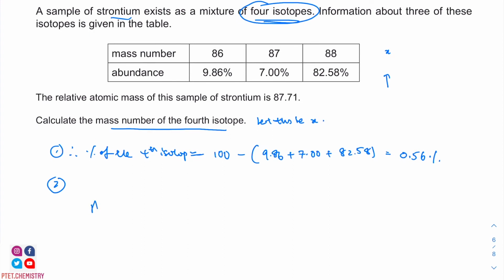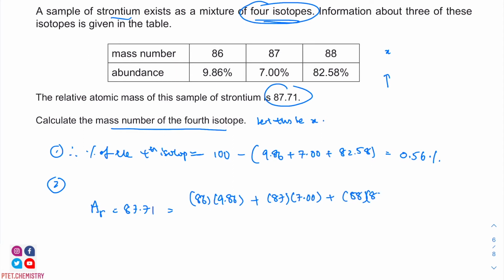So I know the relative atomic mass, don't I? They give me 87.71. So I'm going to find out the other one. This is just the same as the previous question, except that it's more tedious because it involves writing a lot more and a slightly longer calculation. So X is the mass number of the 4th isotope, which is 0.56%.